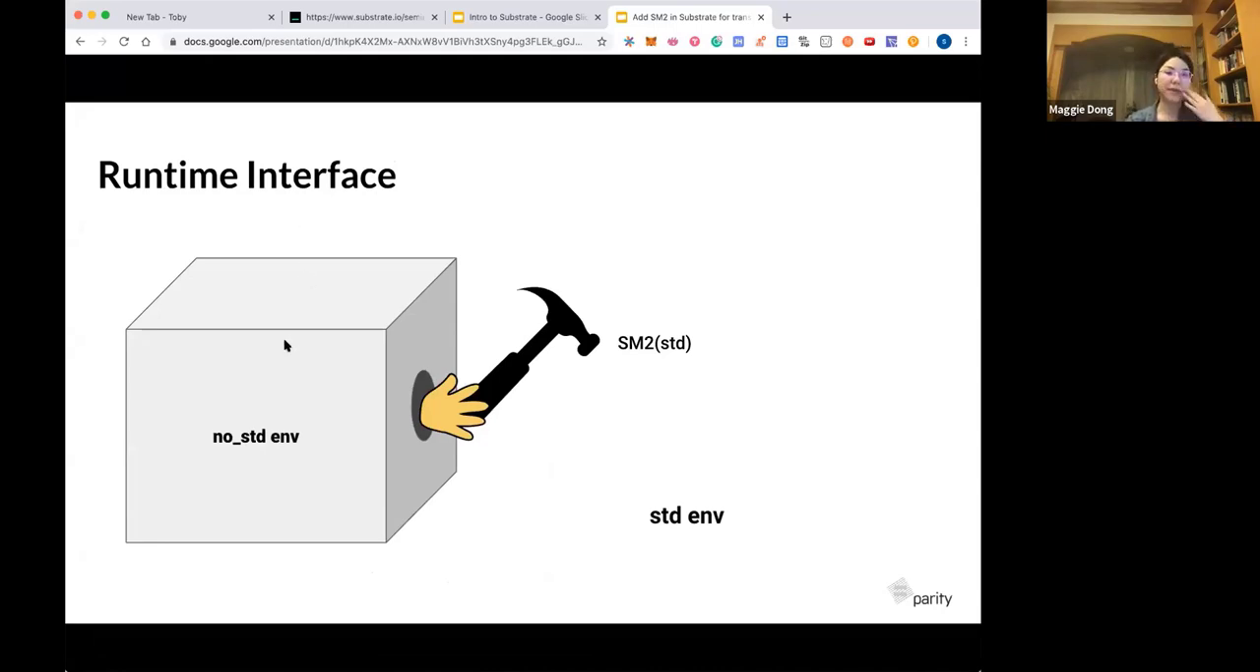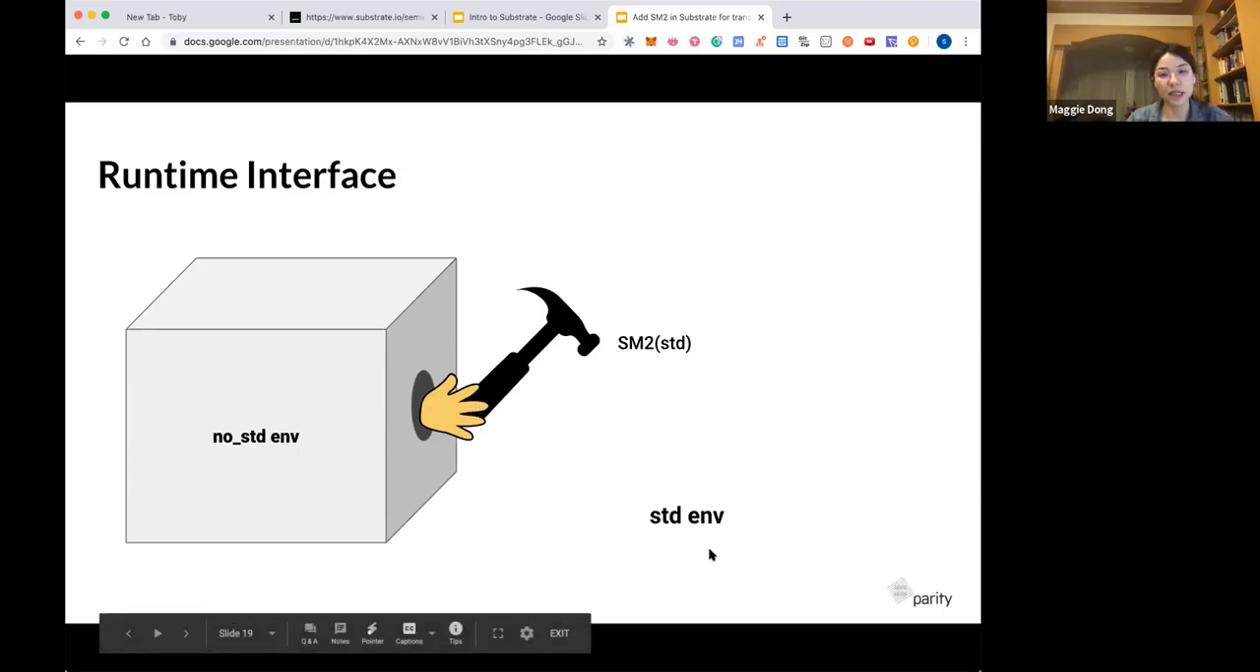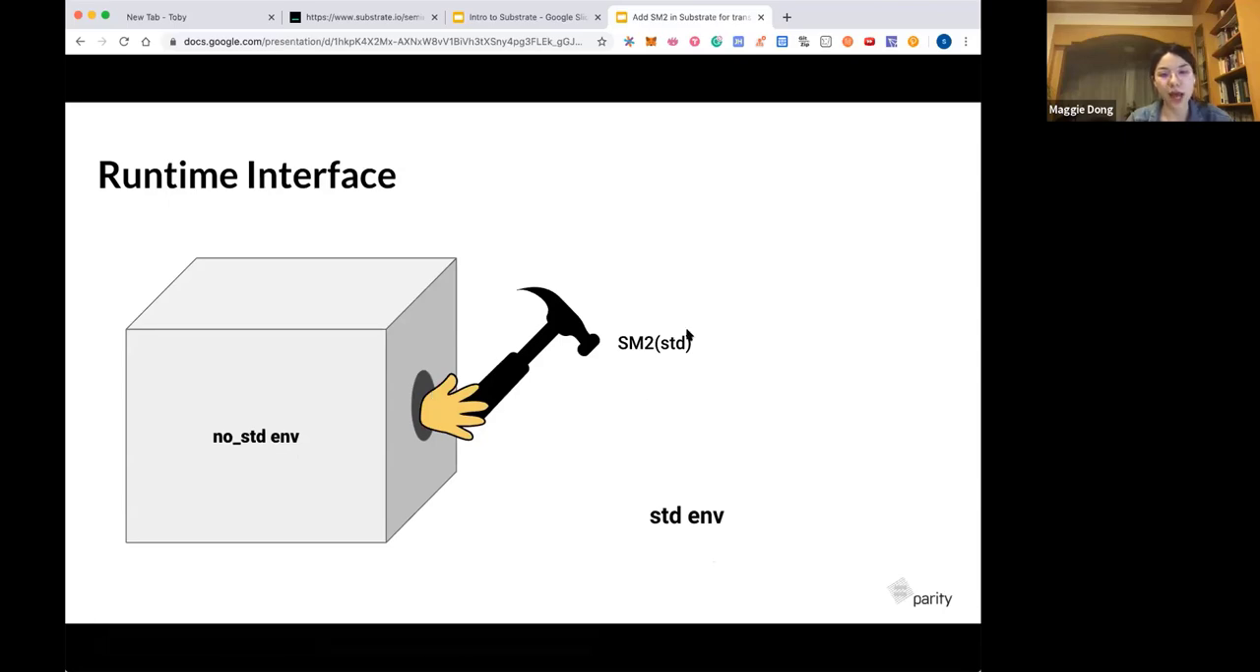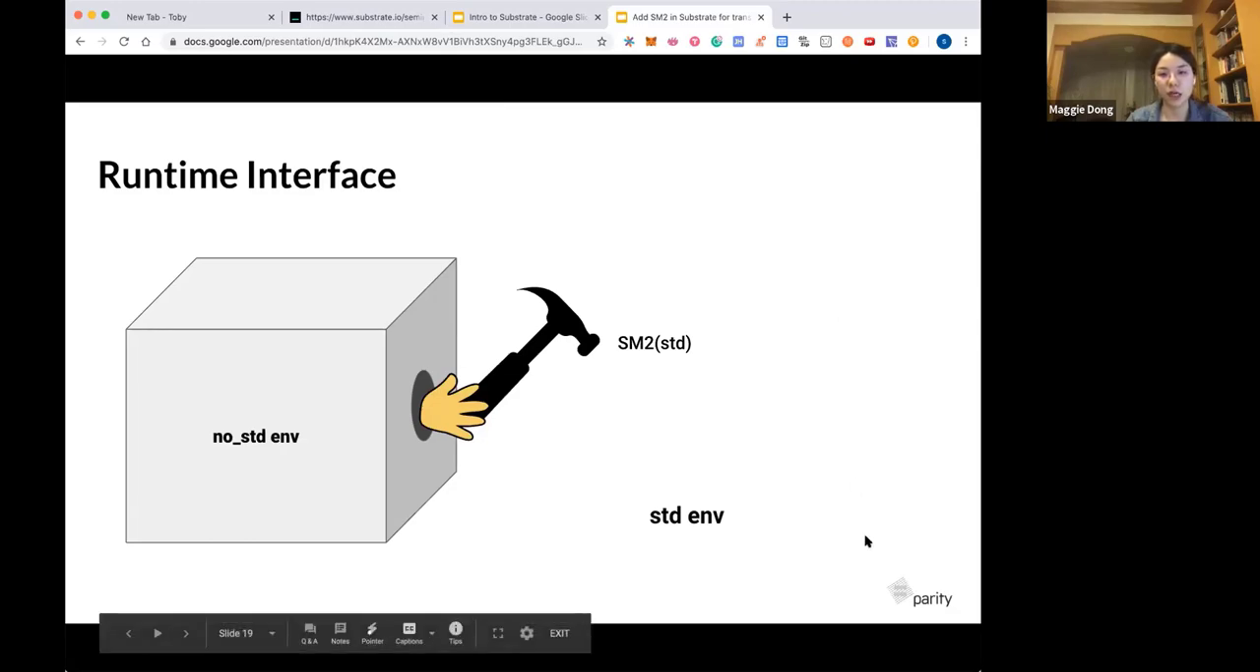So the runtime interface, basically, as you know, the whole runtime in Substrate is written in no_std and runs in a no_std environment. And if you want to use some function from the std environment, you can wrap the function, like SM2, with the runtime interface. The runtime interface is like you plug a hole onto the no_std environment, and it allows you to use the function from std directly. So this kind of solved my problem with the integration with SM2.